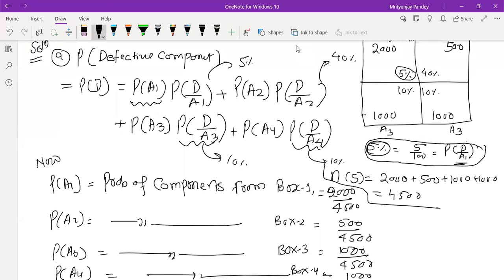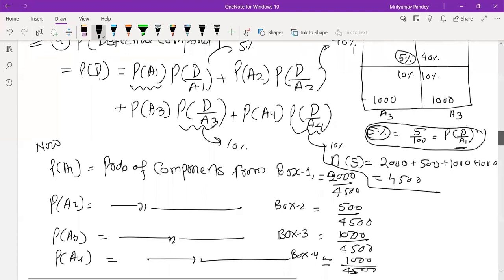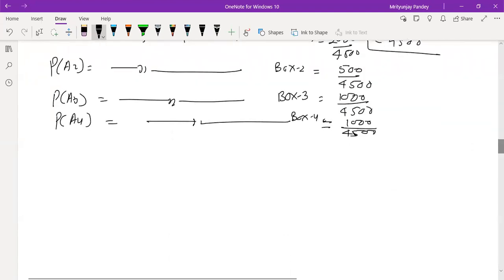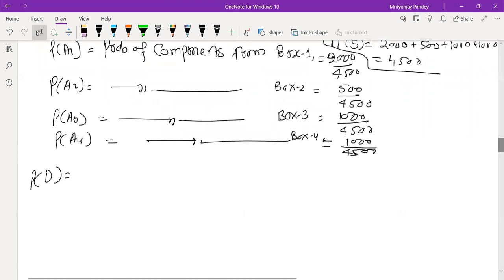But 40% को आप fraction में convert करेंगे. So that is called as a probability. So here I will put P of defective. तो पहले बॉक्स में 5% है. पहले तो आप बॉक्स 1 में कितने कंपोनेंट है उसकी प्रोबेबिलिटी बताओ. P of A1 1 by 2.